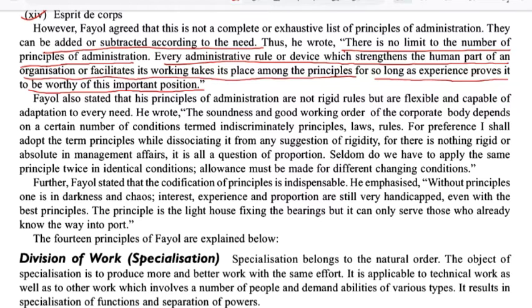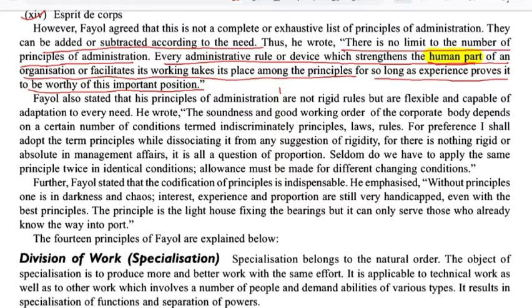See, one thing can be marked or noted: Henri Fayol is giving the preference to the human part of an organization, while F.W. Taylor is giving the preference to the organization, not human resources only. So he is giving the preference to specialization of the human in the organization.